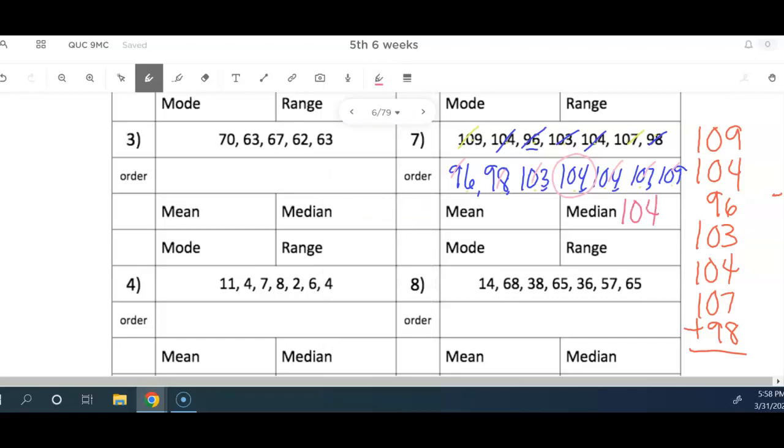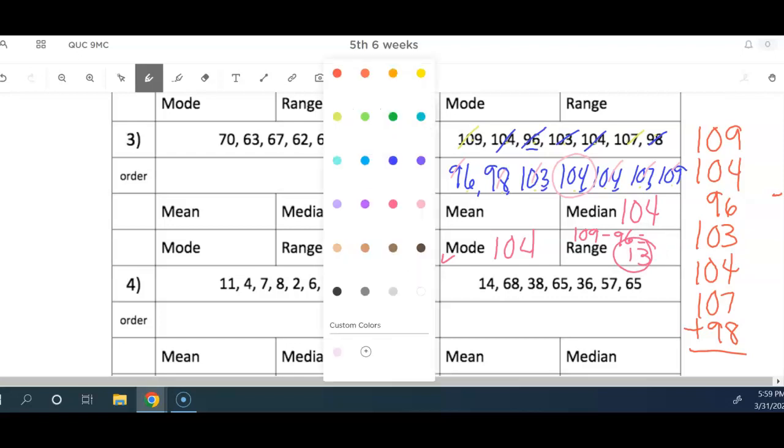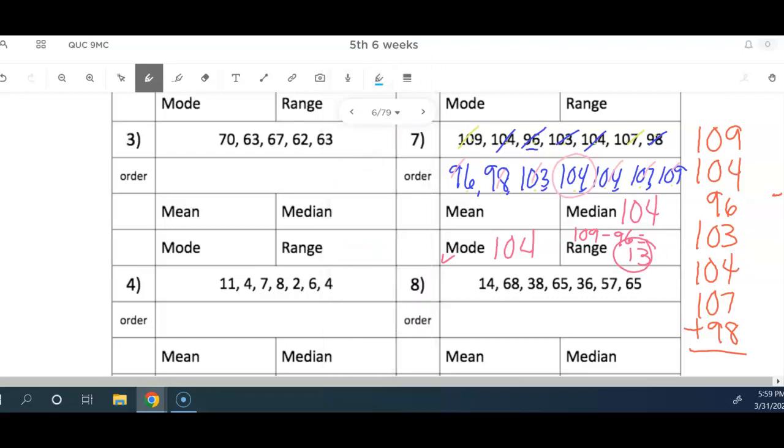Our mode, we're going to do mode next. Do we have any doubles? Yeah, 104. We've got 2 of them, so that is the mode. For range, we've got the biggest number minus the smallest number. When you do this assignment, I want you to actually write on here the subtraction problem. So I have 109 minus 96, and that is going to equal 13. So that's my range.